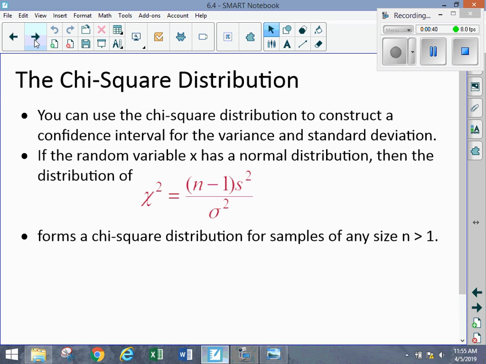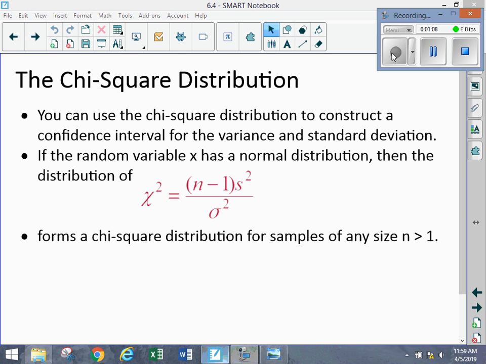All right, so in the chi-square distribution, we can construct a confidence interval for the variance and standard deviation. If we have a random variable with a normal distribution, then we can look at the distribution of chi-squared as being the size of the sample minus 1 times the variance of the sample divided by the standard deviation of the population. And that will form a chi-square distribution.